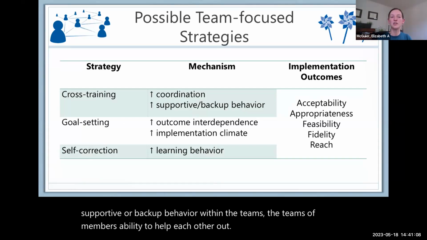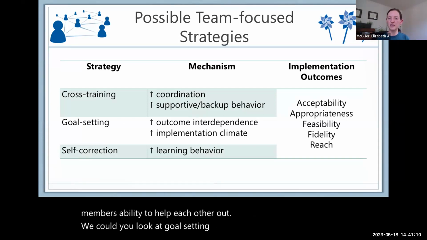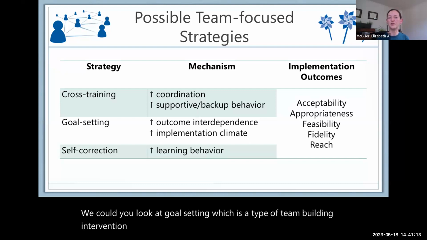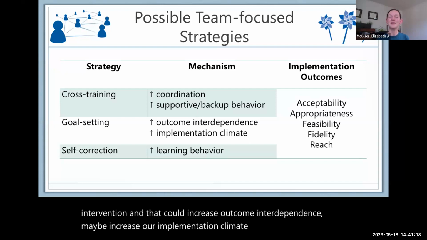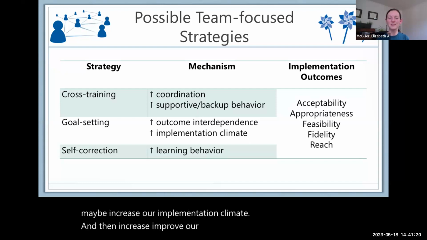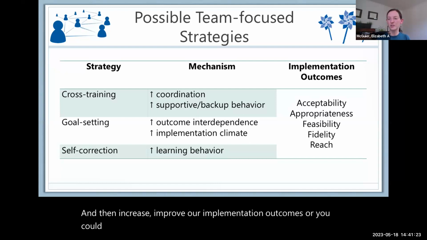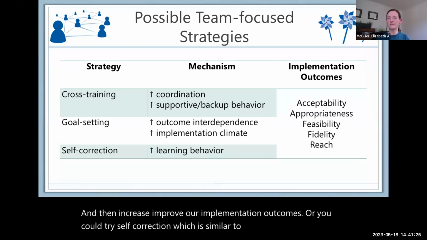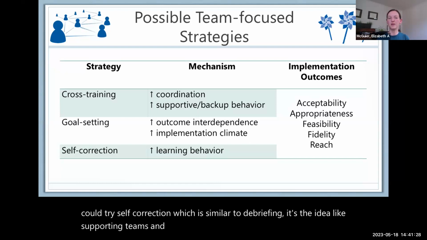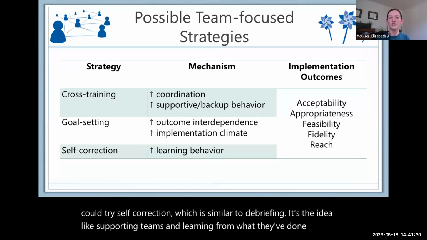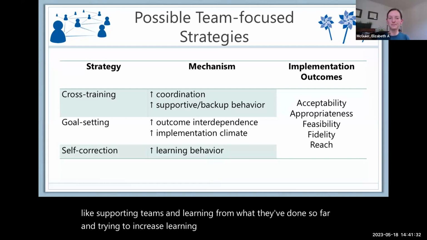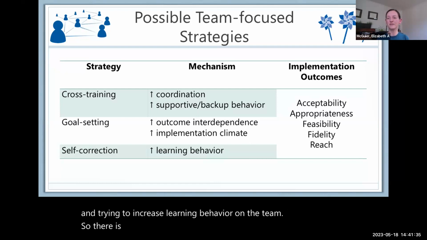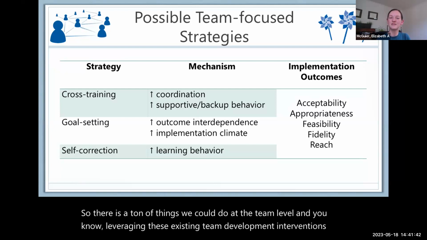We could look at goal setting, which is a type of team building intervention. That could increase outcome interdependence, maybe increase our implementation climate, and then improve our implementation outcomes. Or we could try self-correction, which is similar to debriefing. It's the idea of supporting teams in learning from what they've done so far and trying to increase learning behavior in the team. So there is a ton of things we could do at the team level, leveraging these existing team development interventions. And these are just a few ideas.